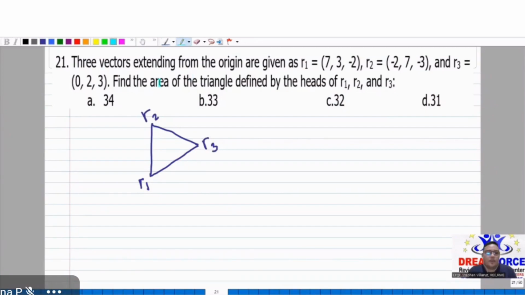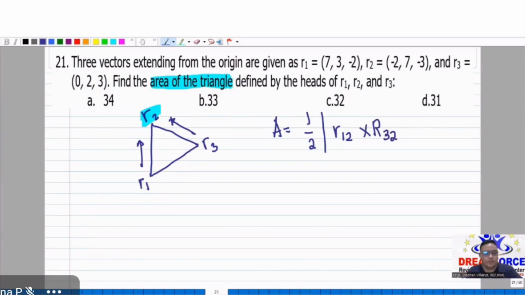Okay, take note lang, kapag area yung hinahanap, dapat meron tayong isang destination, okay? So we have R2, then dito na rin sa kabila, R2 rin. So, isa lang dapat yung destination. Kasi ang ating area is equal to what? That is 1/2 of your absolute value ng R12 cross R32. Okay?